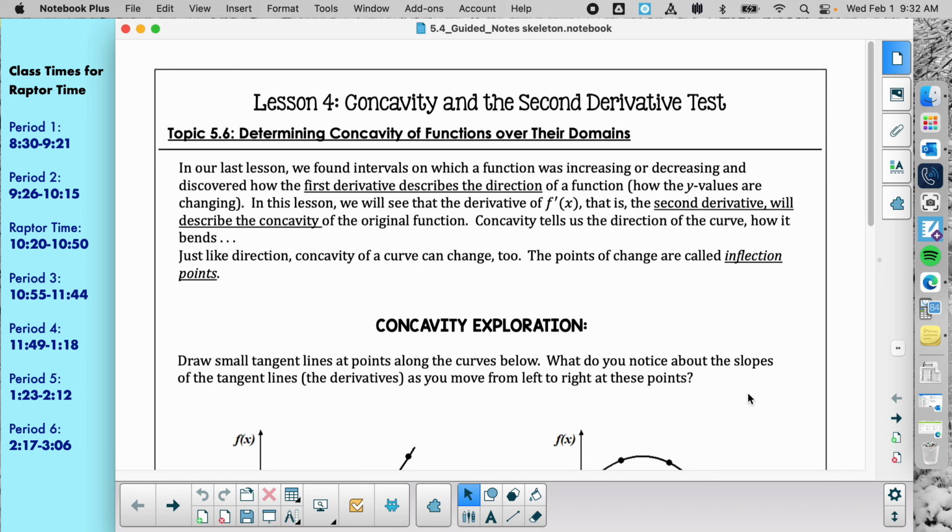Okay. So the first derivative test was all about trying to figure out when a function's going up or down. And critical numbers were a big part of that because critical numbers separated the sections.